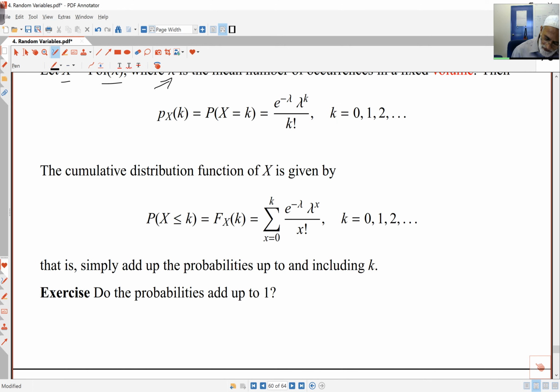The cumulative, of course, is the sum. Again, not so interesting for us because we can just add the probabilities in the table or look up something like R. Now, the question here, for those who have done more mathematics, is do the probabilities add to 1? If I add up all the values of k, do I get 1 from there? You can ask me if you wish, if interested.